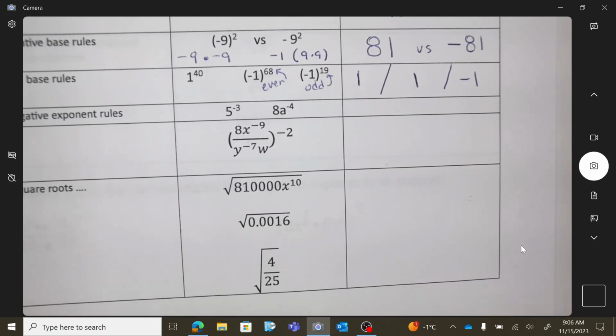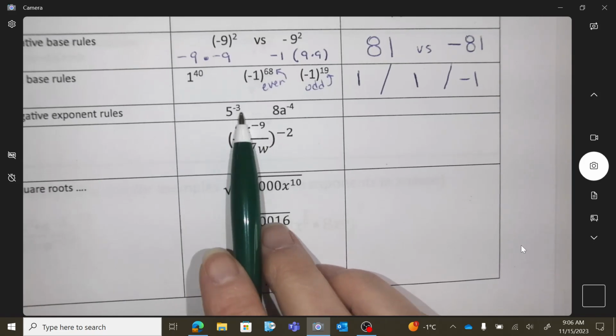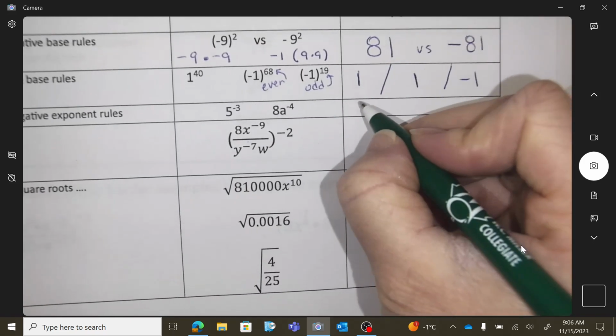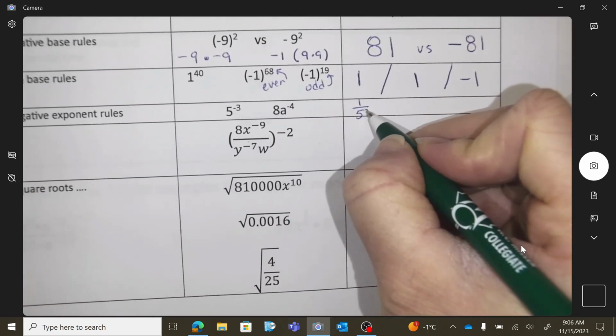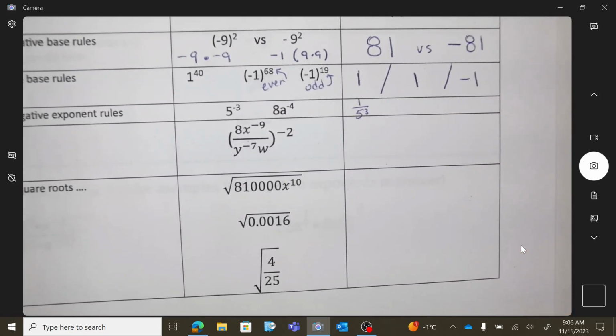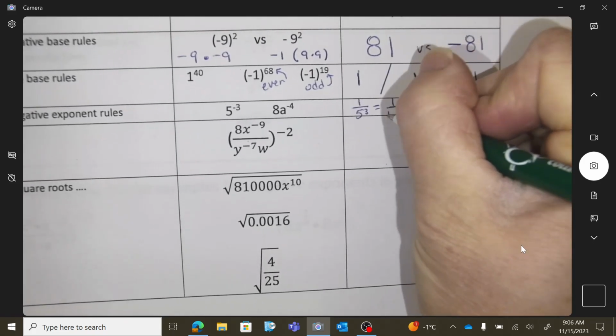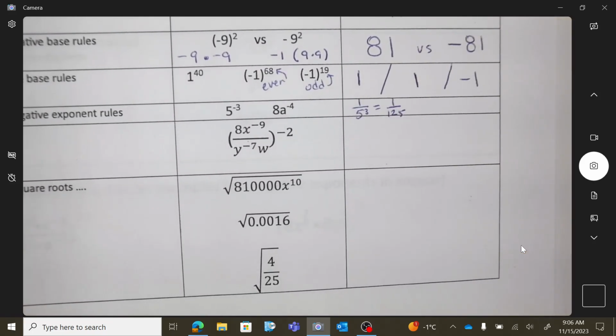Okay, negative exponent rules. So this negative exponent means I'd have to move it to a bottom. Sorry, I don't know why my spacing was bad on that one. So I move the location, and there I'm expecting an evaluation of the number.